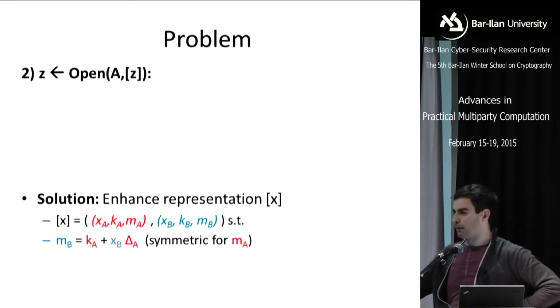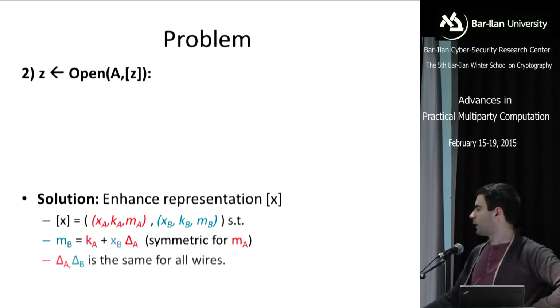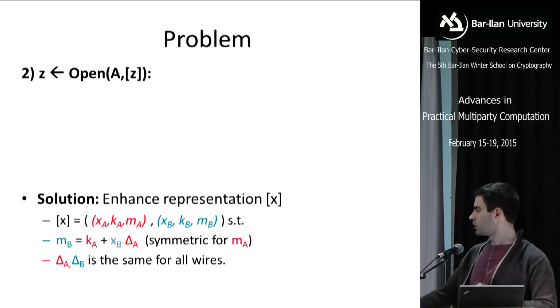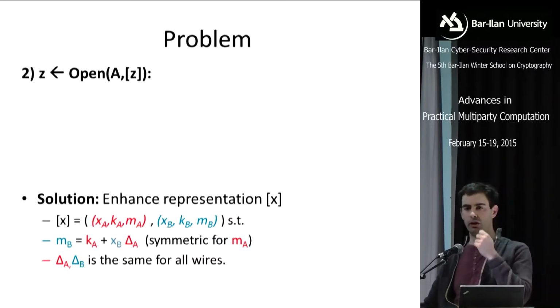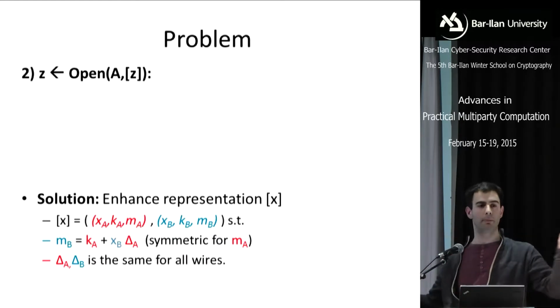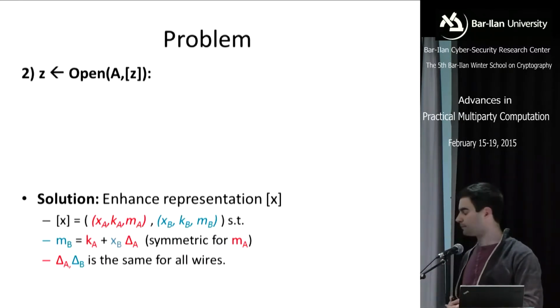So what is this value delta? Why did I write it here, not there? Because we're going to use a constant value delta for all the wires of the circuit. So this K value is going to be local to each wire. Each wire has a different K. But this delta is going to be global over all the wires in the circuit.